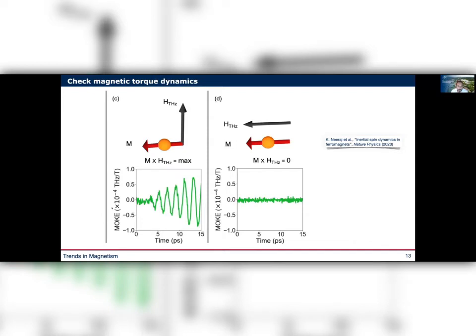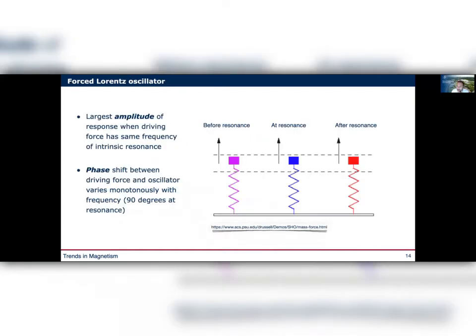So if you measure the MOKE response as a function of time, where you vary the delay time between terahertz pump and femtosecond optical probe, you see nice oscillations, which are maximized when your magnetization and your H terahertz are perpendicular. If you put them parallel, which you can easily do by rotating the polarization of the terahertz with a wave plate, then you see zero. So this gave us confidence that this is indeed M cross H type of dynamics. Okay, and then what we wanted to do, as I said, was a forced Lorentz oscillator experiment.